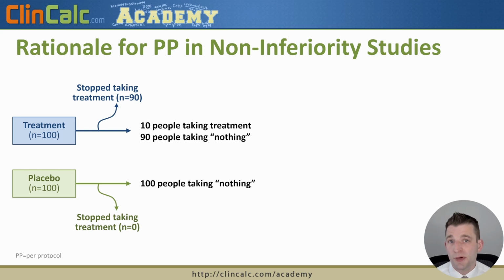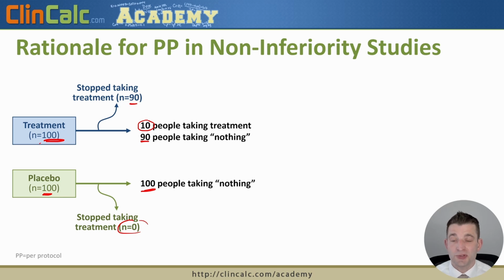Why would we use per protocol as a trial design for non-inferiority studies? It's probably best explained using a slippery slope argument. So let's say that we had our trial again with 100 patients in treatment and 100 patients in placebo. Let's say placebo, no one stopped taking our therapy, and we had 100 people there. For our treatment though, maybe it was a very intolerable therapy, and almost everyone, 90% of patients, did not take our therapy. So we have 10 patients that did what we told them to do, and 90 patients stopped taking our therapy.